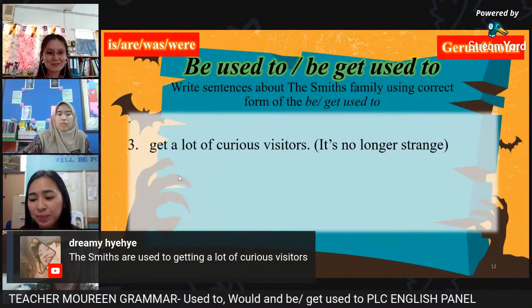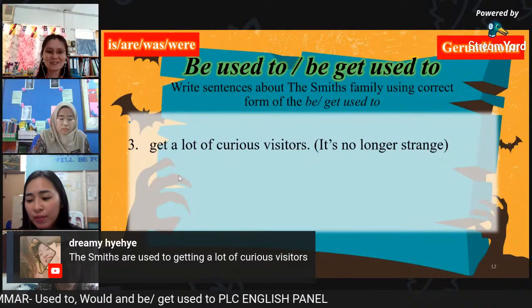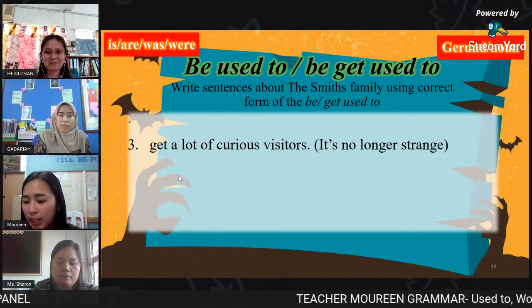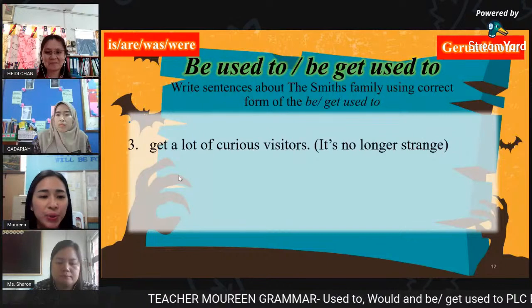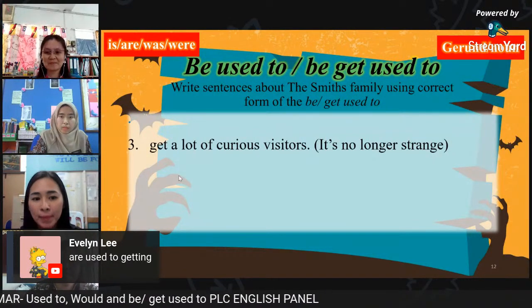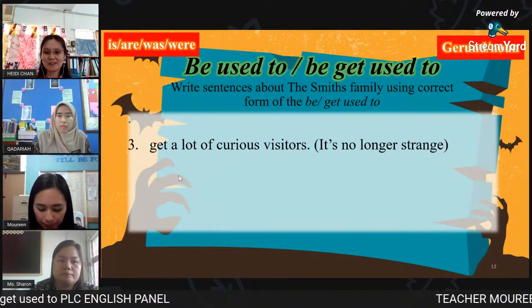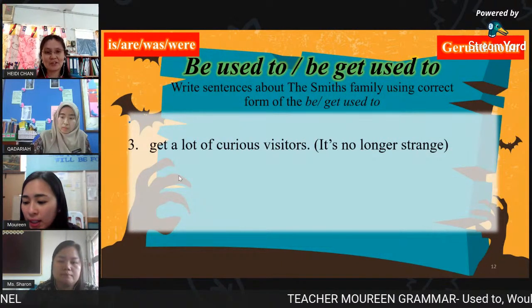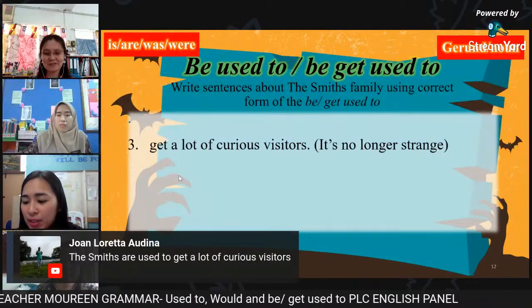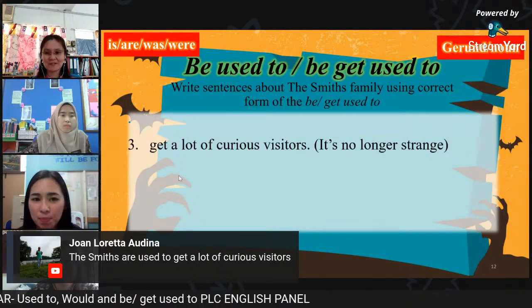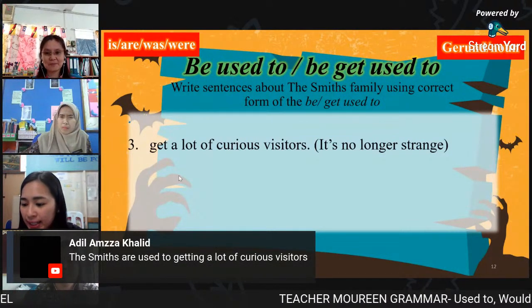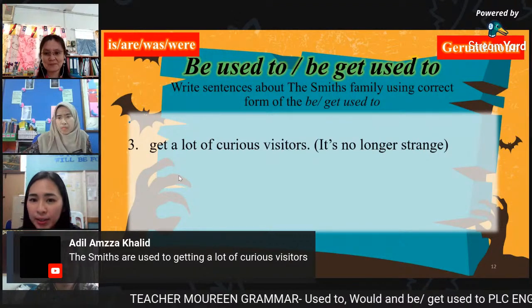I can see Ayn's answer. The Smiths are used to getting a lot of curious visitors. Okay, so she said this one is be used to. Evelyn Lee said are used to getting. So Evelyn has a different answer. Be used to. Okay. Oh, is that Loretta? Hi, Loretta. The Smiths are used to getting a lot of curious visitors. Okay, that is be used to. Are used to getting.